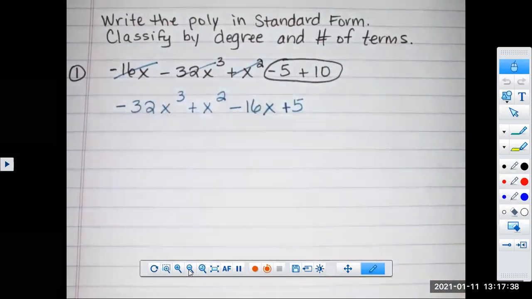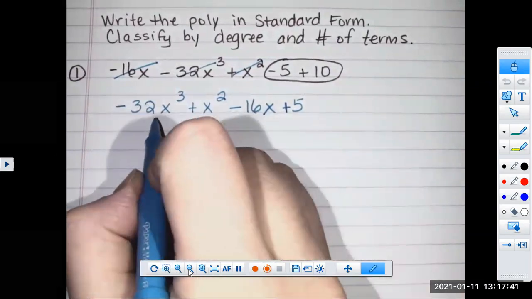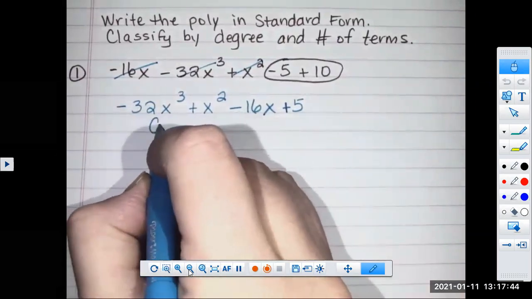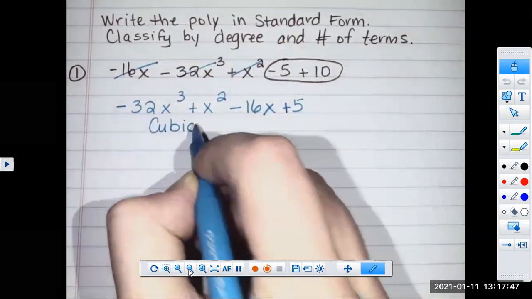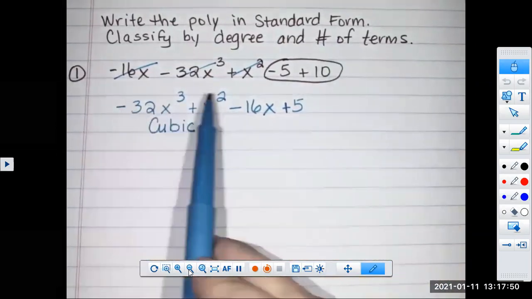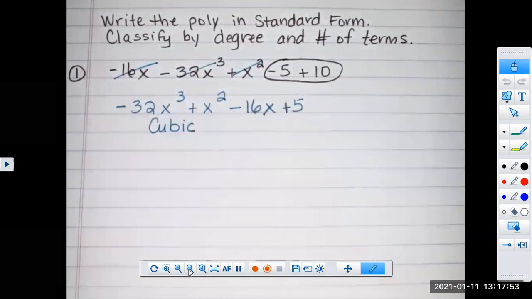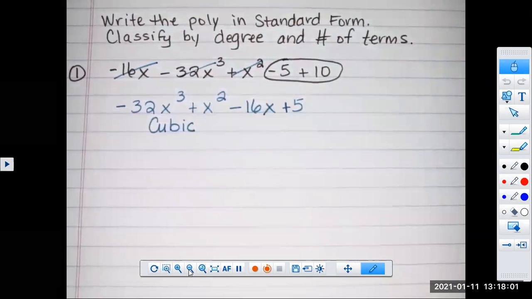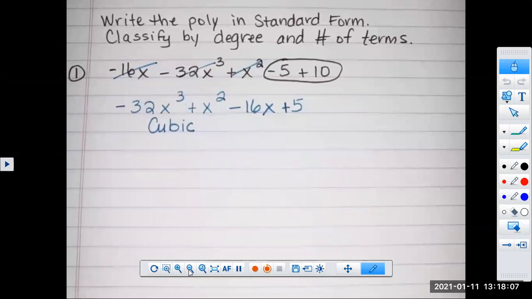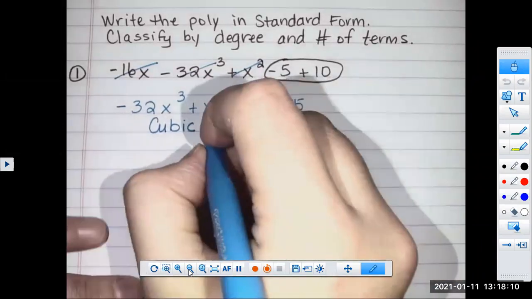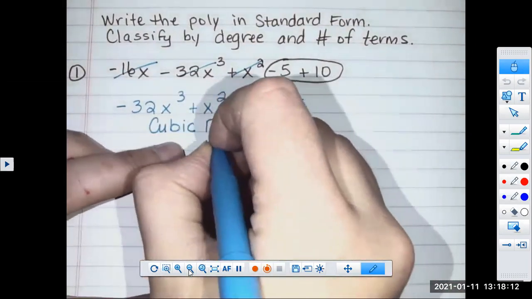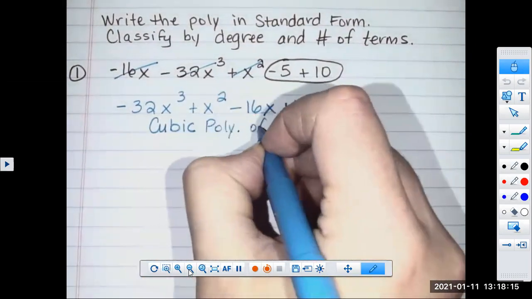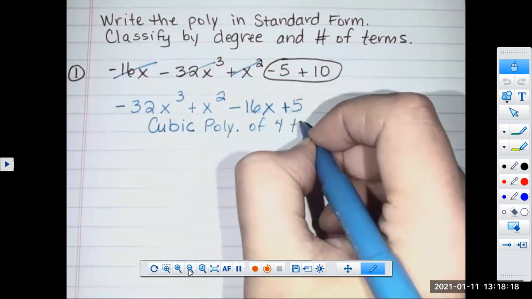Your degree is what? 3. Good. So it is a degree 3. Good. Now classify it by number of terms. It's got 1, 2, 3, 4. I'll go ahead and tell you, how many plus or minus signs do you have? 3. You always have one more term than the number of plus and minus signs. So I've got 3 plus and minus signs, it's got 4 terms. Does that make sense? So it's a cubic polynomial of 4 terms.